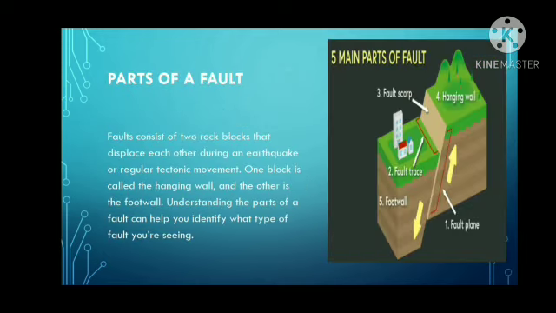So we have the parts of a fault. A fault consists of two rock blocks that displace each other during an earthquake or regular tectonic movement. One block is called the hanging wall. So the hanging wall is higher than the footwall. And the other is the footwall, the lower one. Understanding the parts of a fault can help you identify what type of fault you are seeing.